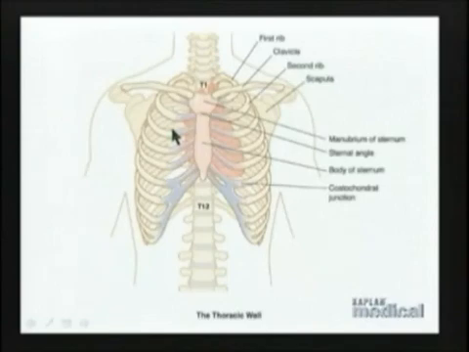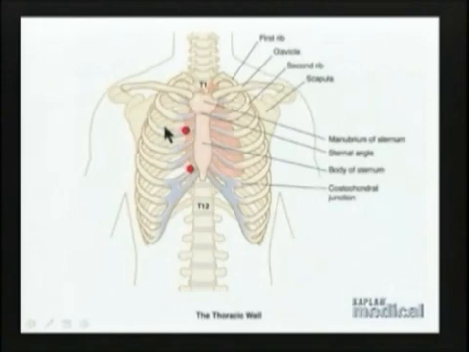So the upper right corner of the heart is found behind the 3rd costal cartilage on the right side, about 1/2 an inch from the sternum. The lower right corner of the heart is at about the level of the 6th costal cartilage, also about 1/2 an inch to the right of the sternum.